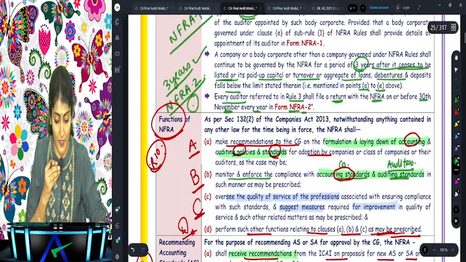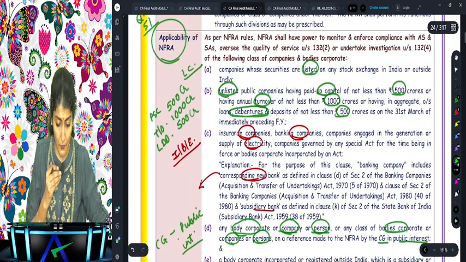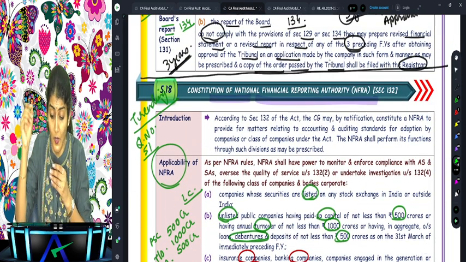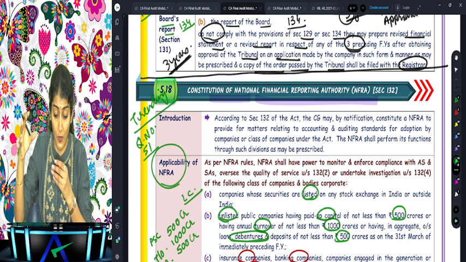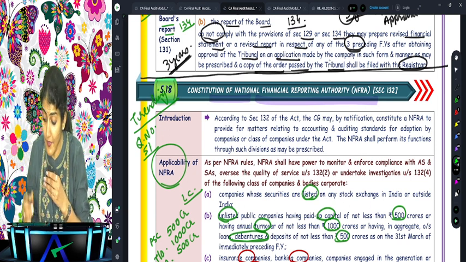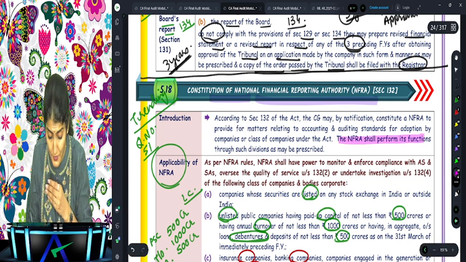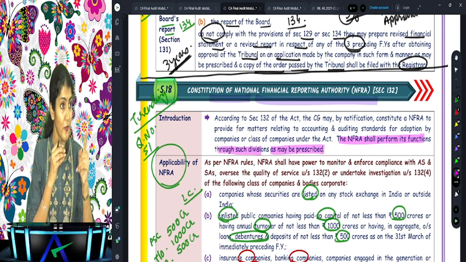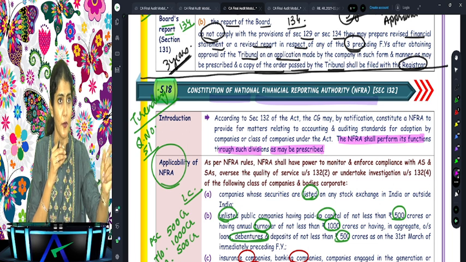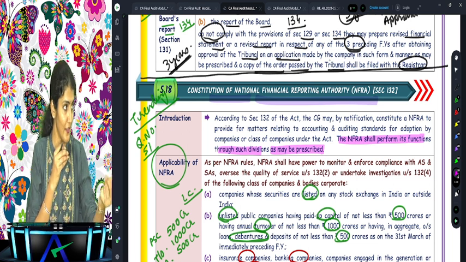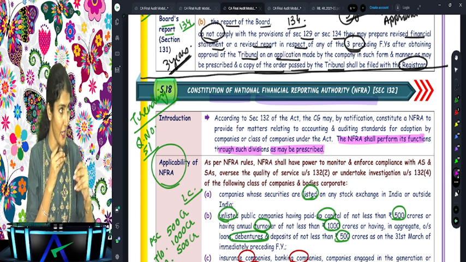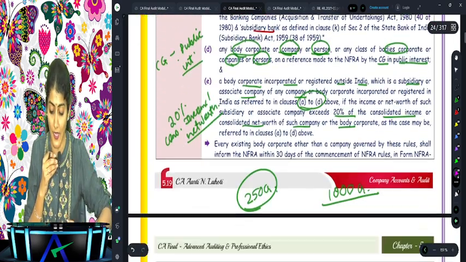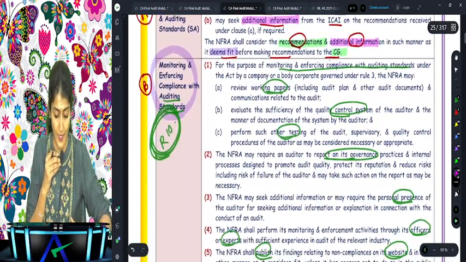And if you look at the beginning of the NFRA discussion, what does it say? Introduction. According to section 132, the CG by notification will constitute an NFRA, and the NFRA shall perform its functions through such divisions as may be prescribed. So one of the divisions is going to be to bring the chartered accountants online over there. Are you understanding that? Okay.